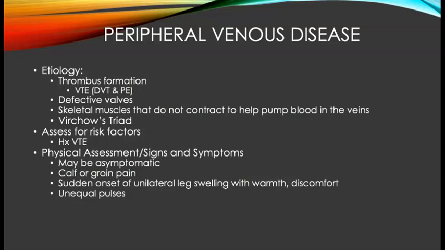For example, if you have a patient who has had surgery, we of course know that we're going to assess for things like DVT by checking the calf. Sudden onset or unilateral leg swelling with warmth and discomfort, that would be a strong indicator of something like a DVT as well as unequal pulses. If we're thinking more pulmonary embolism, we get more into that in n196, but that would be a clot that goes into the pulmonary arteries.